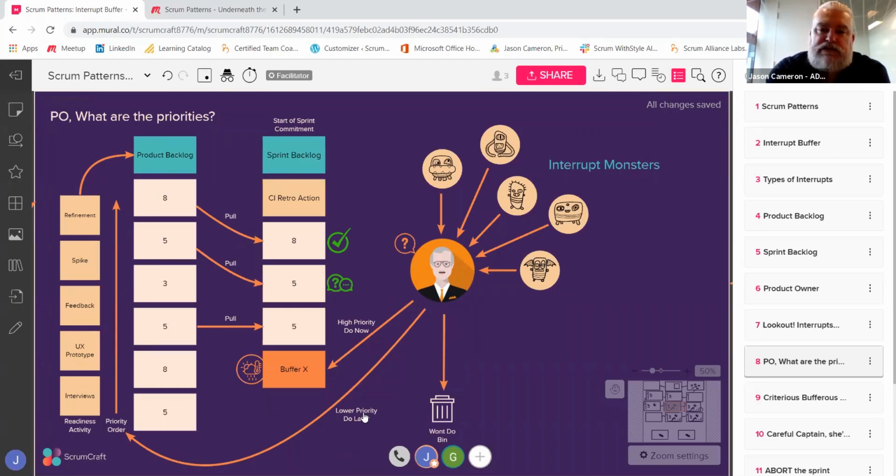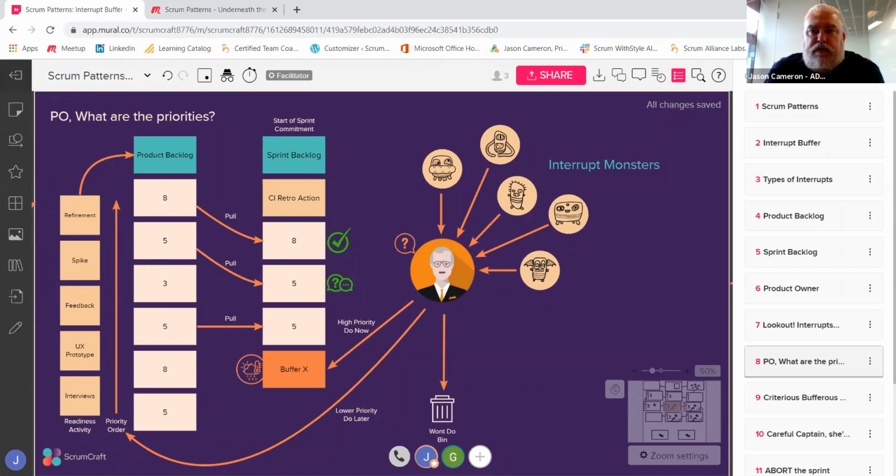There might be interrupts as well that just don't make sense. You've probably seen some of those as well. In that case, we wouldn't want to add it to the backlog. We would just simply say, we acknowledge that that's a request and we are consciously making a decision not to do it. And so we put it into a remove status, or we put it in the won't do bin, or we just delete it, depending on how you record that sort of scope decision. And everyone's got their own method for that.